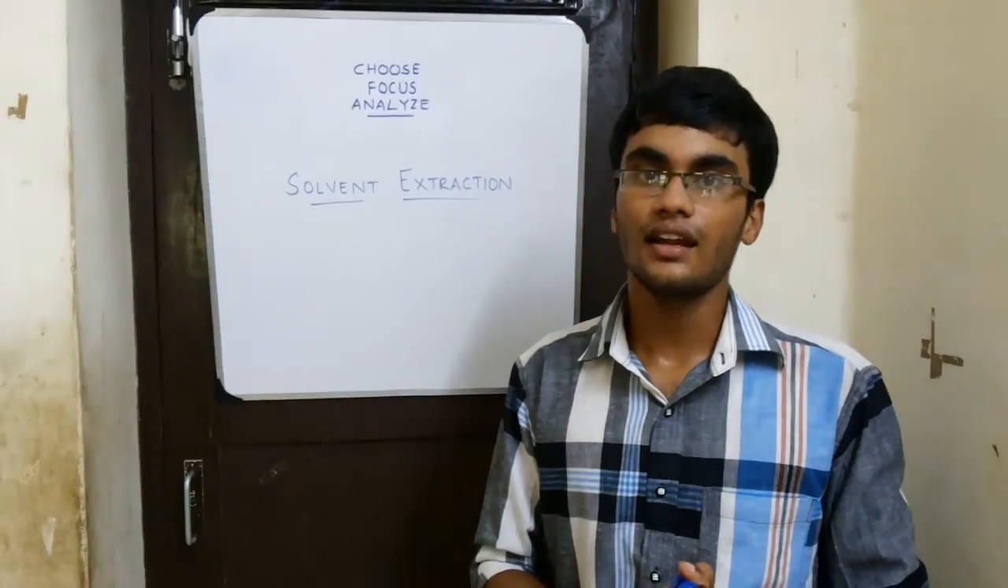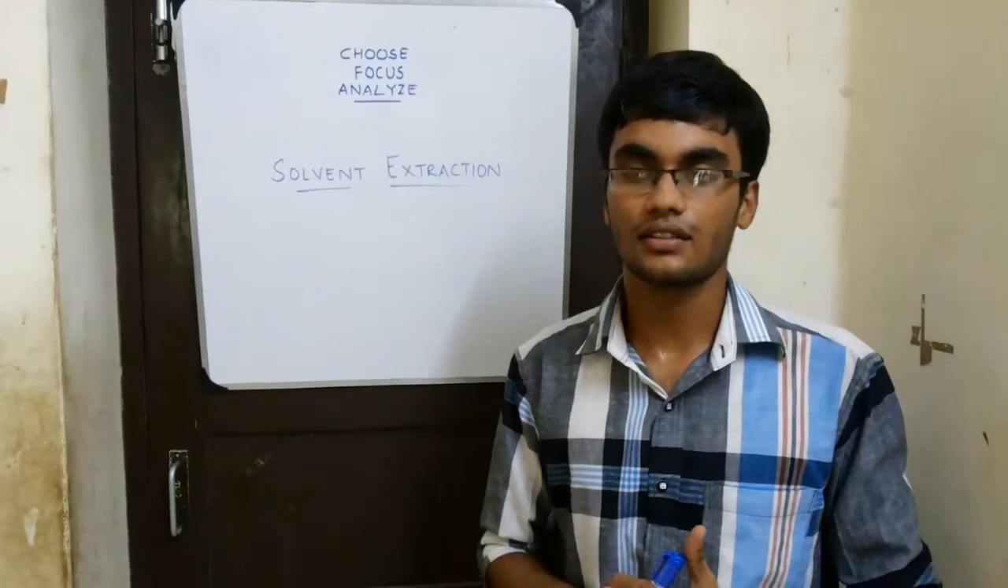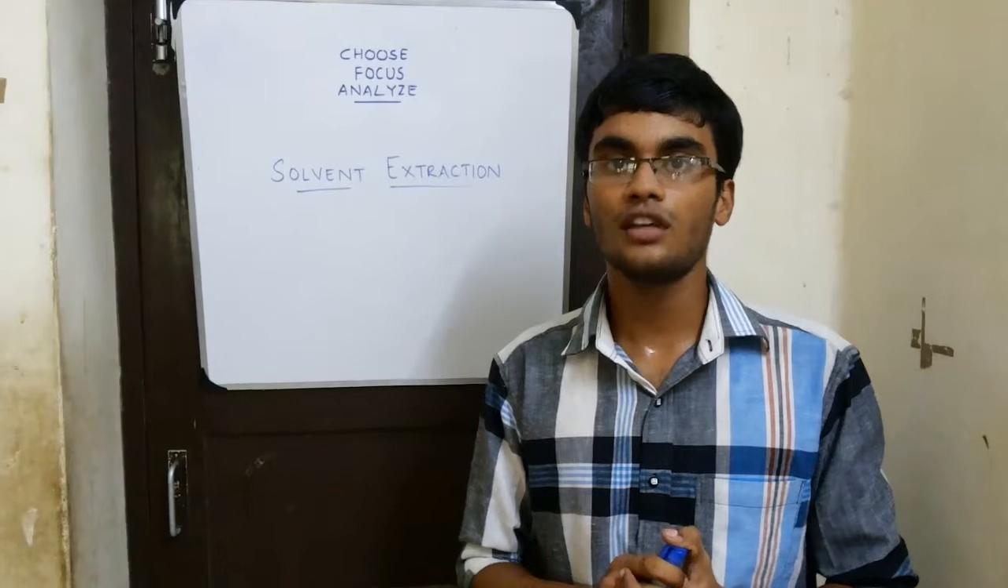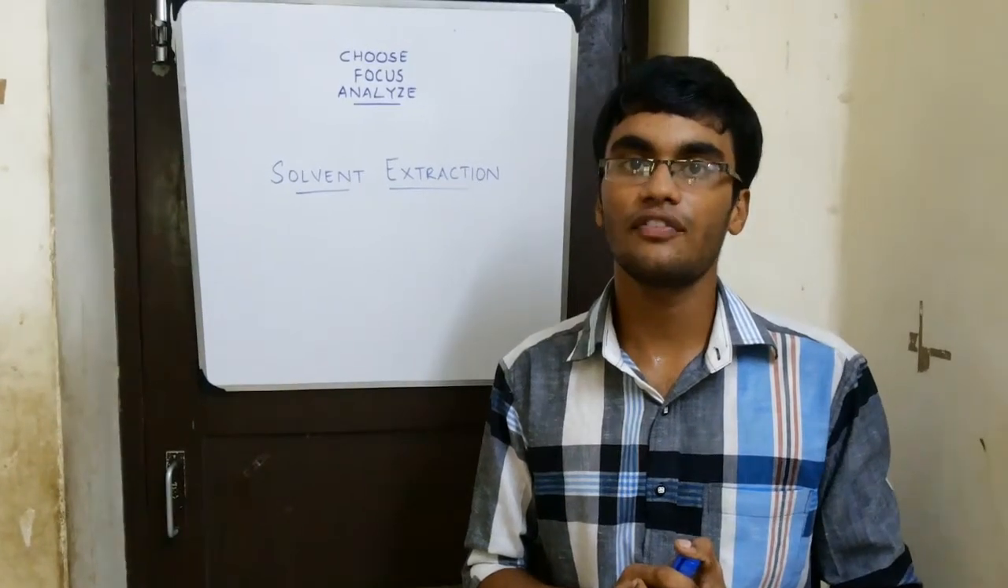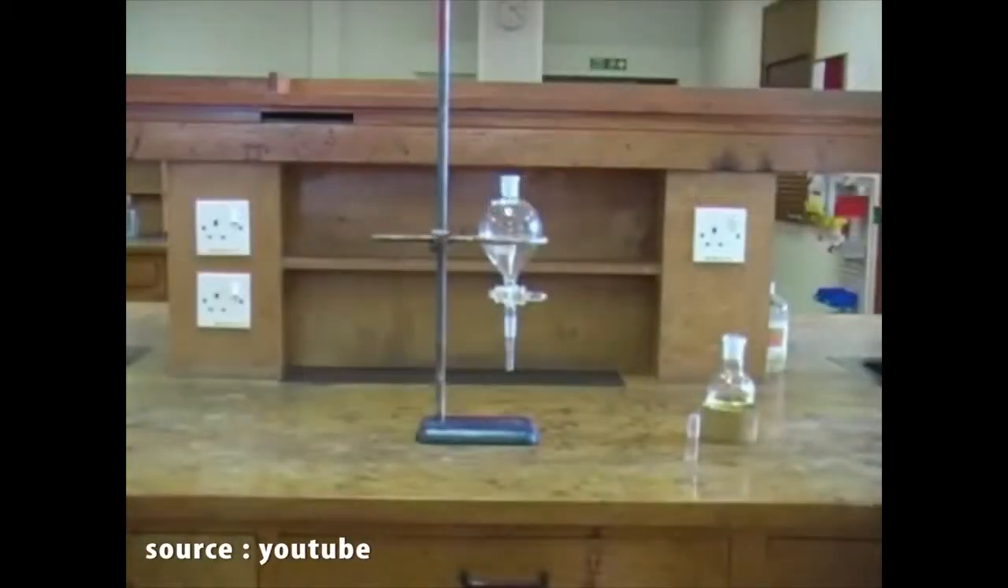Industrially it is extracted using the method of solvent extraction. What is solvent extraction? It is the method of separation of organic compounds based on relative solubilities in different immiscible liquids. The technique of liquid-liquid extraction is a form of solvent extraction which is often referred to simply as a separation, and we do this using a separating funnel as shown on the screen.